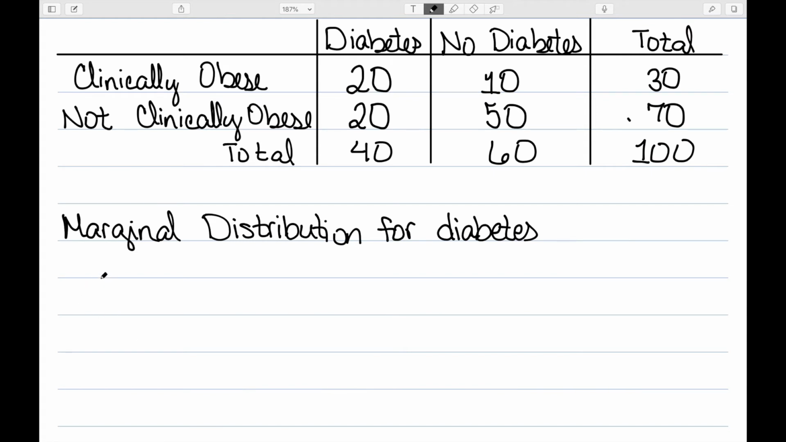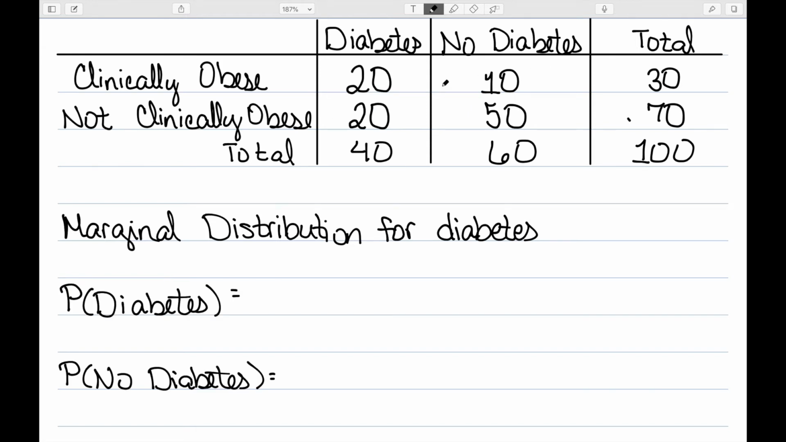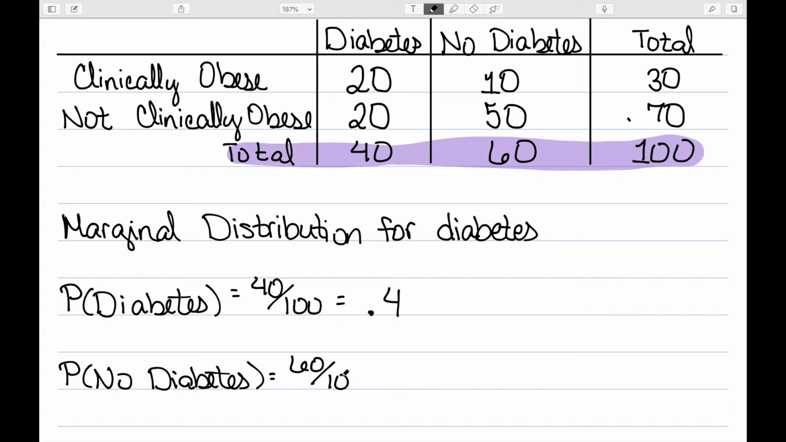Next, let's find the marginal distribution for diabetes. There are two possible outcomes for diabetes, so once again, we have two probabilities that we need to find. This time, when we talk about the margin, we're going to talk about the bottom row. So for diabetes, we see that the margin is 40 over a total of 100 observations, or 0.4. For no diabetes, the margin is 60 over a total of 100 observations, gives us 0.6.